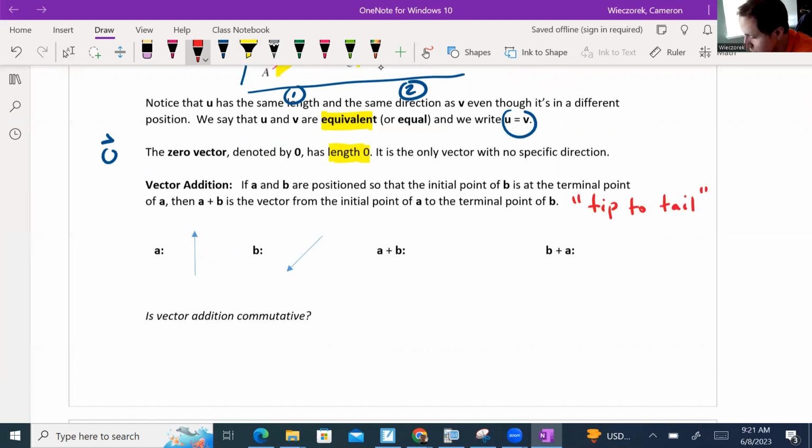Let's say I wanted to draw A plus B. So A points directly up like this. I'll do a different color. B's pointing southwest like this. If I wanted to draw A plus B, I'm going to draw A. Actually, I'm going to move it over a little bit so I have room. I'm going to draw A. There's A. Do it in red.